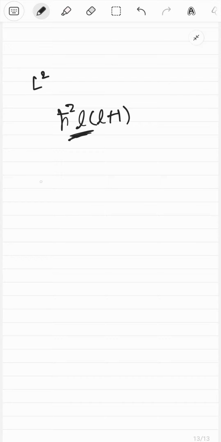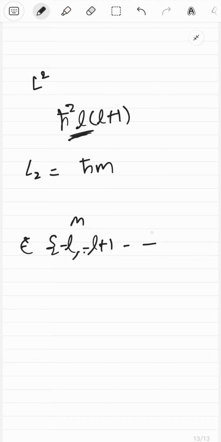Yeah, and you will also have Lz having some value, just h bar m basically, right? Yes, so m will take certain values only. It's going to be negative L, negative L plus 1, and so on till 0, and then so on till L basically. These are the only values that m can take because of the fact that Lz squared is less than or equal to L squared, right?